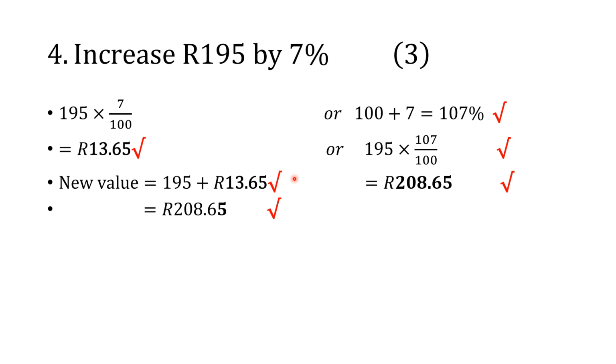Or we take into account that 195 is 100%, increasing it by 7%, so 100 plus 7 gives me 107%. So 195 times 107 divided by 100, and that gives me 208 Rand 65 cents. You follow? Let's look at the last question.